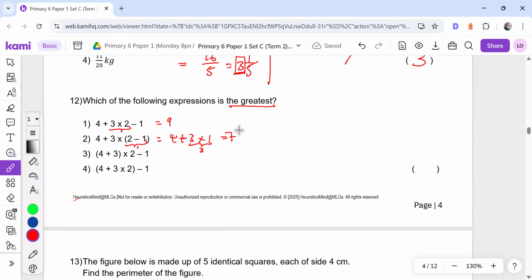So you have to get the answer one by one. Next one will be 4 plus 3. Do the bracket first. 7. 7 times 2, 14. Then 14 minus 1 will be 13.